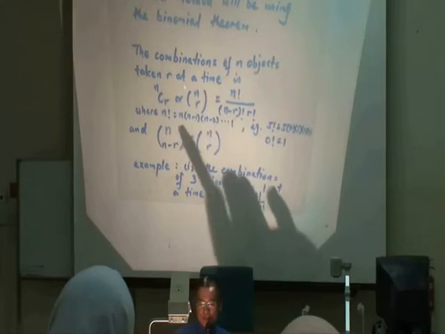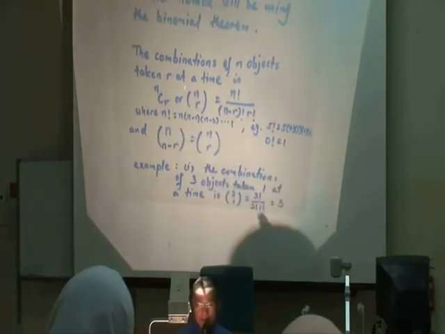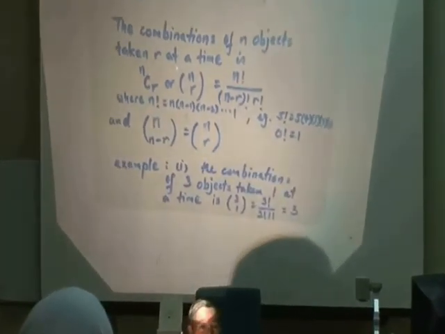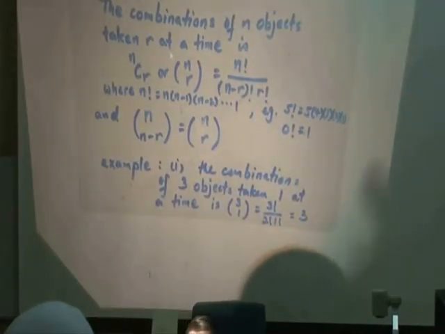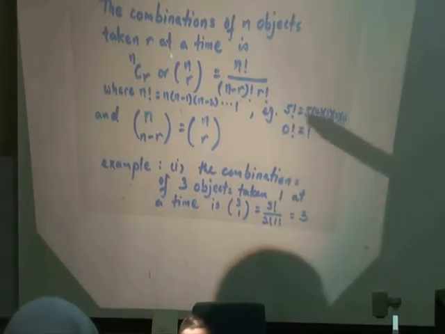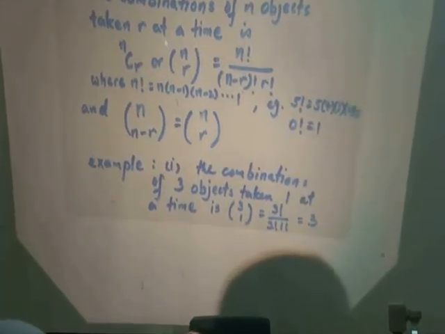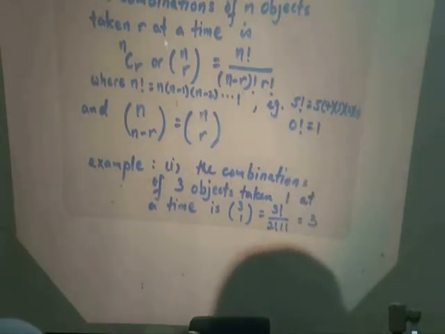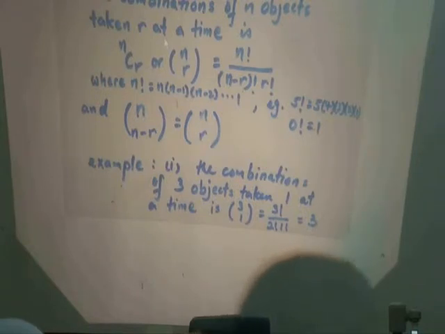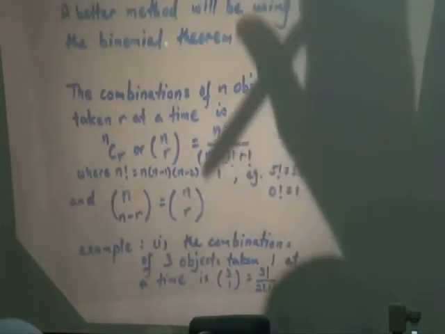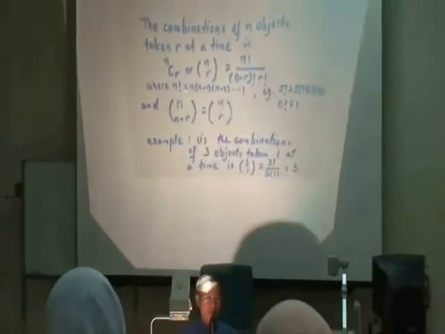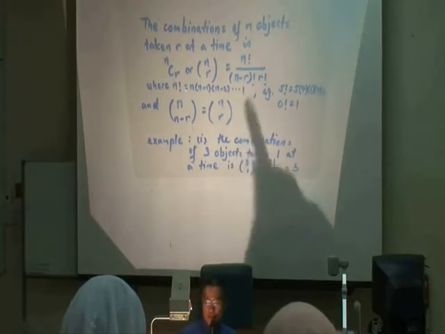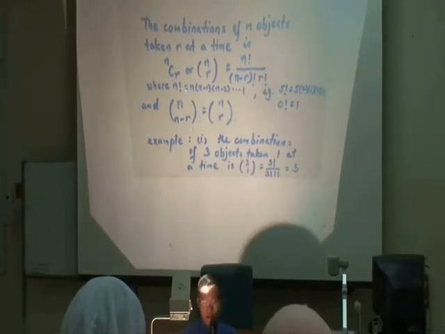n factorial is defined as n times n minus 1, times n minus 2, continuing to multiply until 1. Example, 5 factorial is 5 times 4 times 3 times 2 times 1. By convention, we take 0 factorial as 1. And we can show that nC(n minus r) is equal to nCr. This can be shown by using the definition for nCr.